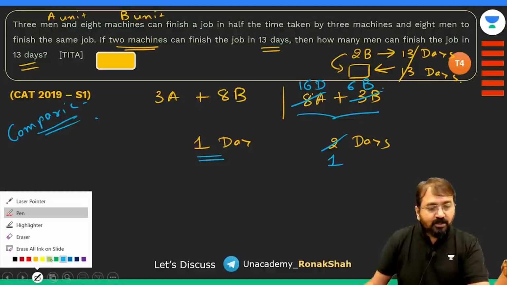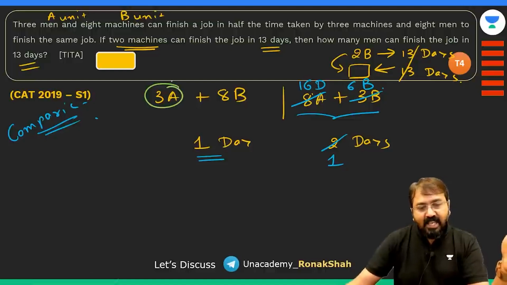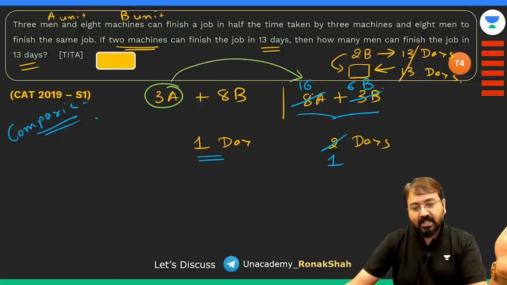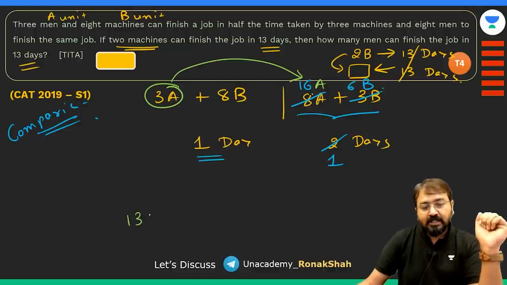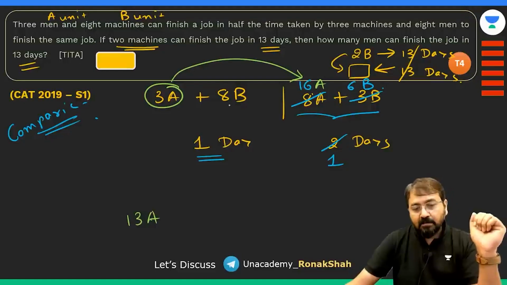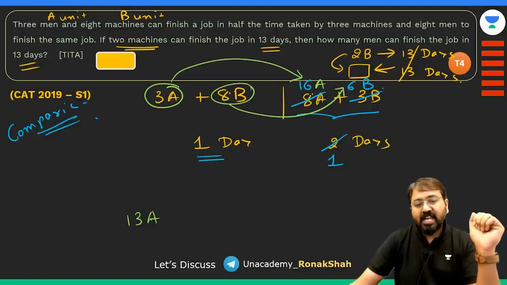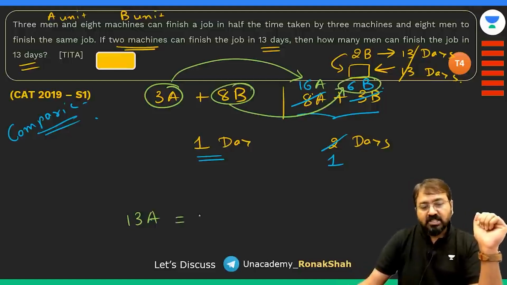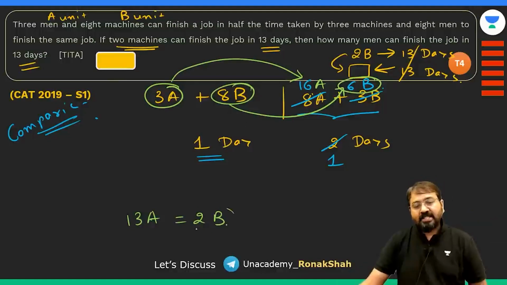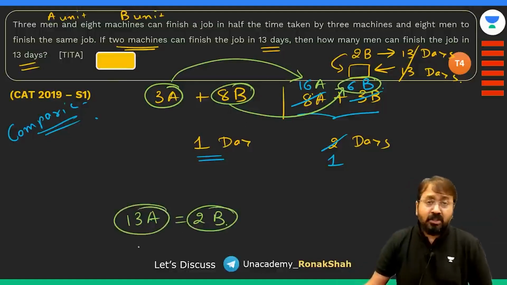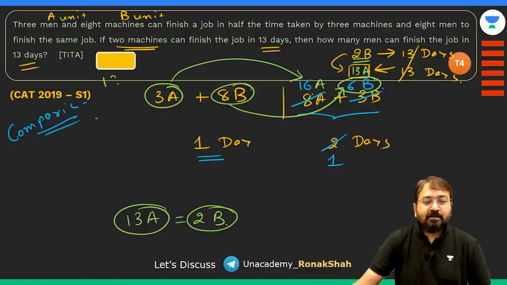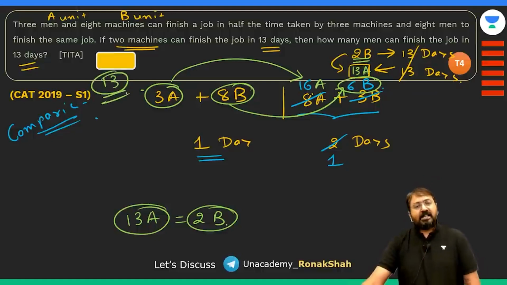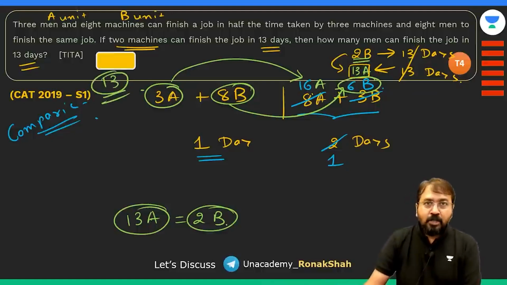Now once again observe, can I say 3A has become 16A? Sure, this should be A. So 3A has become 16A, so we are increasing 13 men. Then our machines are going down by just 2. 8B has become 6B, so machines are just going down by 2. So I can say 2B are equal to 13A. That means 13 men will be required to complete the work in 13 days. That's it. Done. So I really hope you have understood this comparison approach.